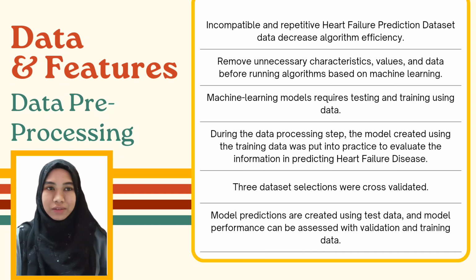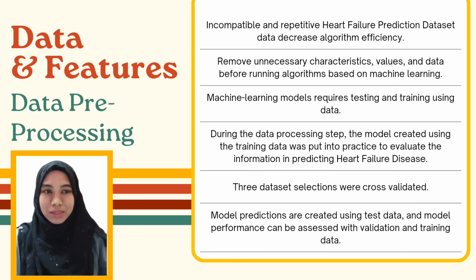Incompatible and repetitive heart failure prediction data decrease algorithm efficiency. Remove unnecessary characteristic values and data before running the machine learning algorithm. Machine learning models require testing and training using data. During the data processing step, the model created using the training data was put into practice to evaluate the information in predicting heart failure disease.